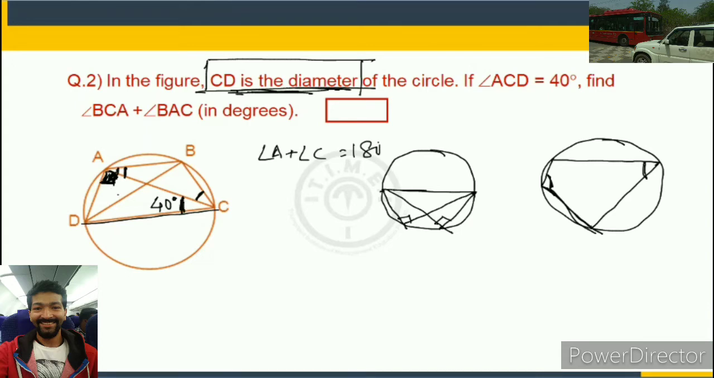So 90 plus 40 adds up to 130, which means the remaining two angles should add up to 50 to get the net sum as 180, right? The sum of angle A plus angle C. So angle A is comprising of 90 degrees plus you take this as X, and angle C is comprising of 40 plus Y.